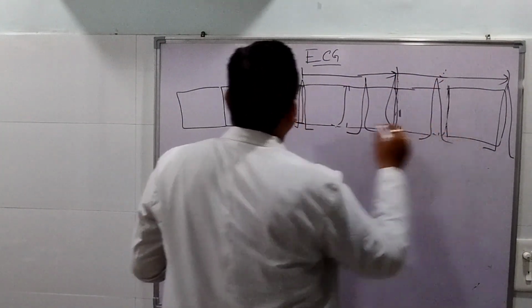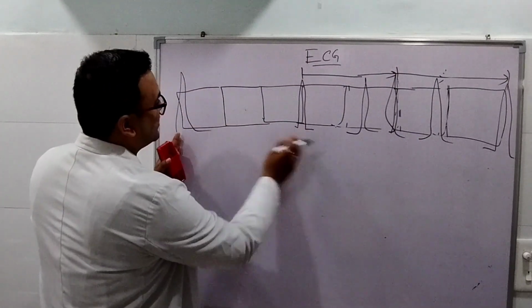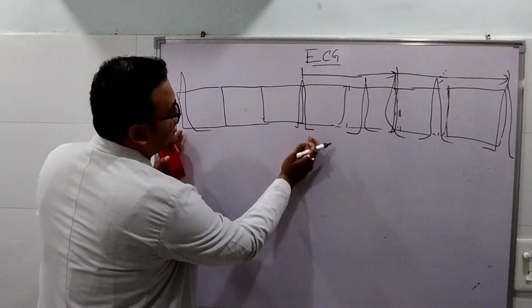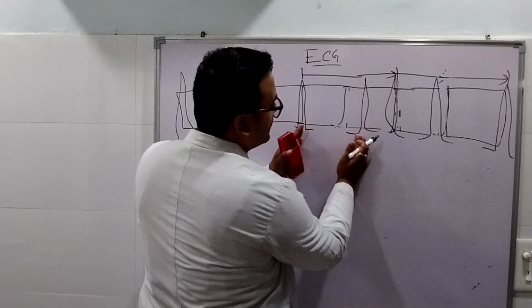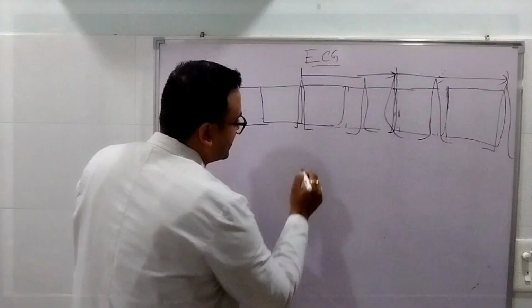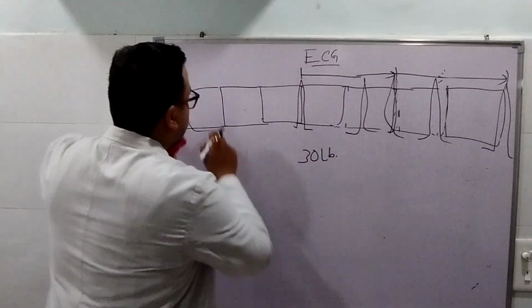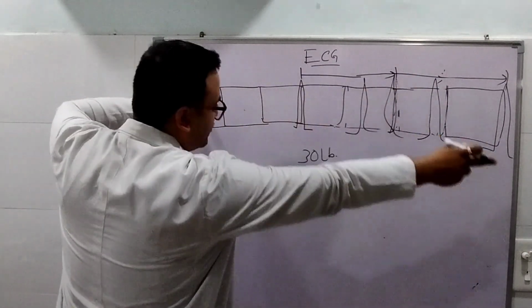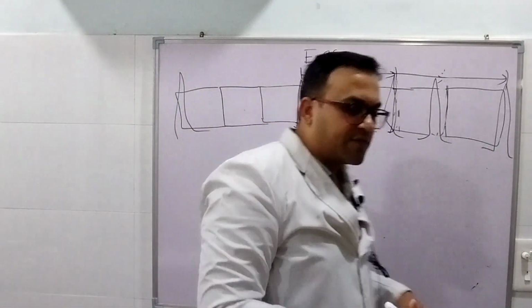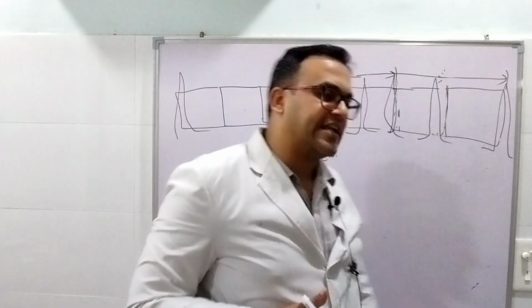We cannot say at between here, if you take the heart rate will become 300, if you take like this the heart rate will become around 150. So you cannot determine what is the heart rate. Then you first count 30 large boxes, 30 consecutive large boxes you have to count, and then you have to see how many QRS complexes are there in those 30 large boxes.